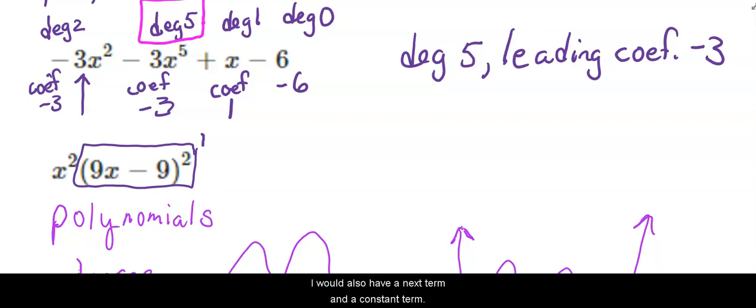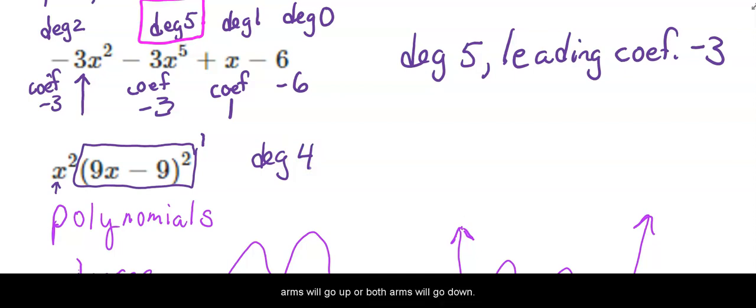I would also have an x term and a constant term, but the biggest I'd get out would be degree 2. So if I multiplied a degree 2 by another degree 2 at the beginning, that would give me overall degree 4. So the whole thing is going to be degree 4, which must mean that it is overall an even degree polynomial. So both arms will go up or both arms will go down. Now, how do I figure this out? From each factor, and again, factors are things separated by multiplication, not buried inside of parentheses.